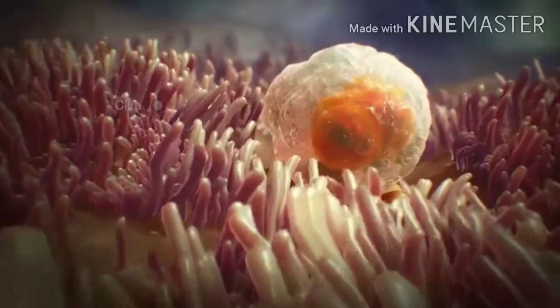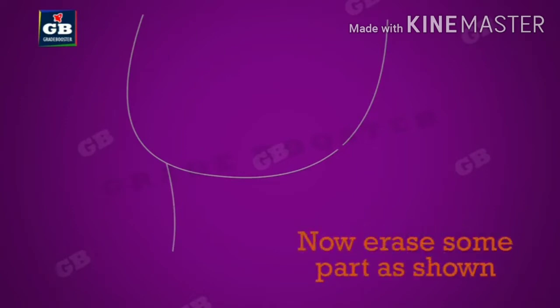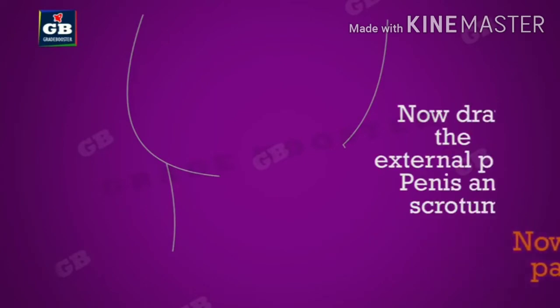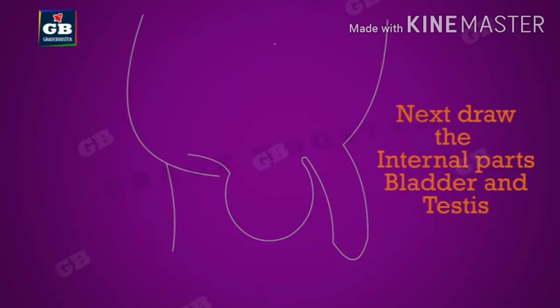Male reproductive system. How to draw? Draw an outline in a U shape as shown in the figure and move on from that. Now erase some parts as shown. Now draw the external parts. Draw two lines parallel, and beside this draw a circle. Erase this part and join it.